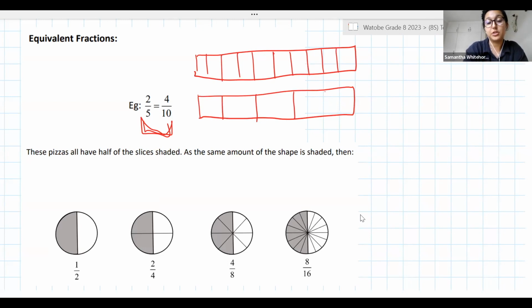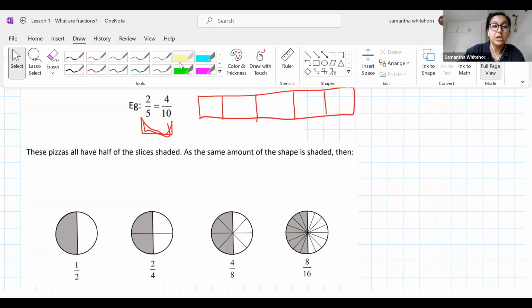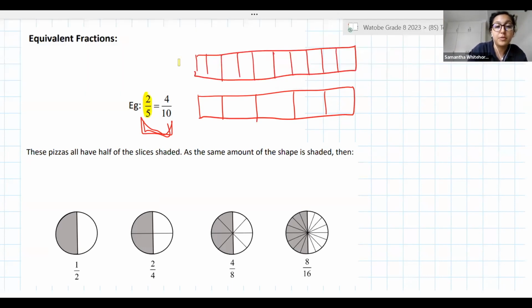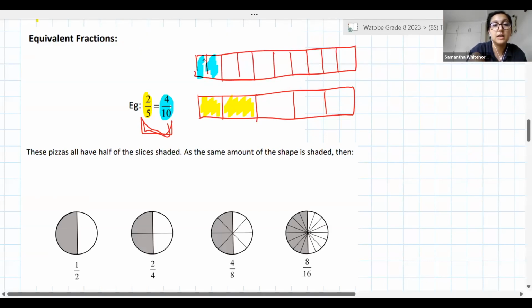Okay, so if we think about our two fractions here, we've got a fraction of 2/5. So if we go to my bottom rectangle, I'm talking about 2 parts out of 5. And if we then go to our second fraction, we're talking about 4/10. So I'm talking about 4 parts out of 10 parts.